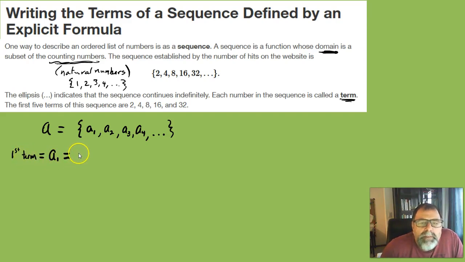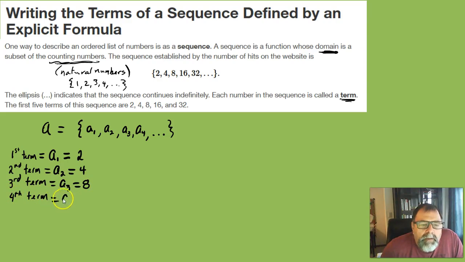A sub 1 in this case is 2, and then the second term, A sub 2, in this case is 4. The third term, A sub 3, is 8. And then the fourth term, A sub 4, is 16. And then we'll stop at the fifth term, A sub 5, which is 32.